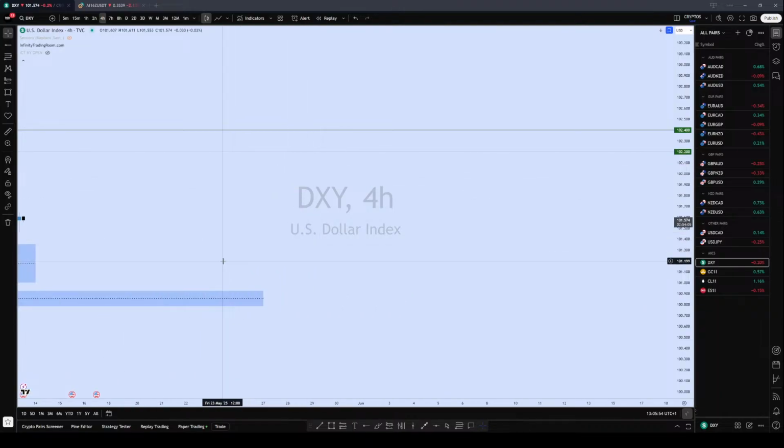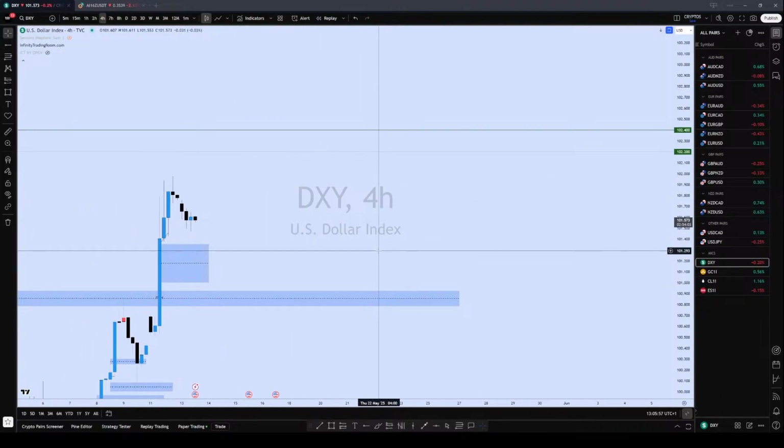So at 1:30 we will see how price will be delivered. Would they send it straight up or would they come down first? Now if they come down first, we would want to anticipate a quick rejection and then send price towards the 102 level.